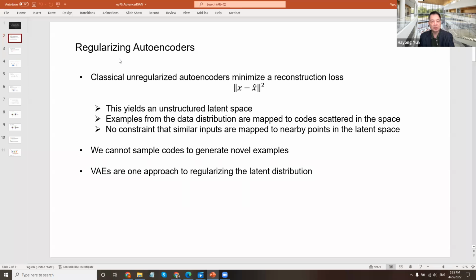So the first thing is regularizing autoencoders. A classical unregularized autoencoder basically minimizes the reconstruction loss between the image X and the recreated image X hat. In that process, nothing specifies how the latent space, the Z, the bottleneck, should be shaped. It just shapes as it wills.